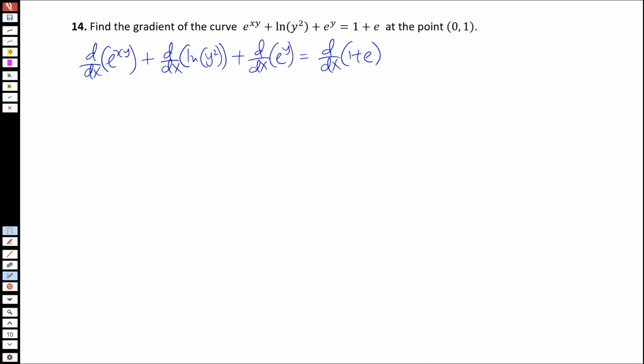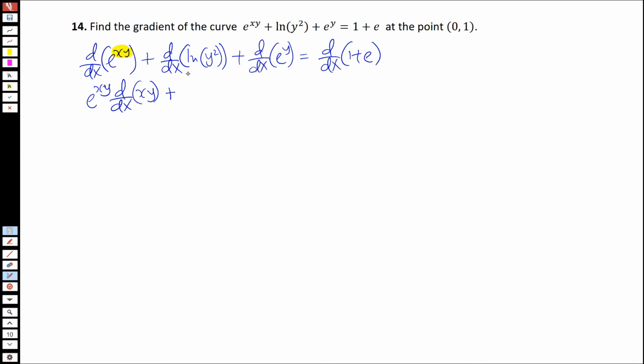Now, here you can see that we have a function inside a function, which implies that we are required to use chain rule. The derivative of e to power something will just be e to power something. So if we start with the outside, that will just be e to power xy, and then the derivative of the inside will be the derivative of xy. I'll just write it as the derivative of xy. I'll sort this out later.